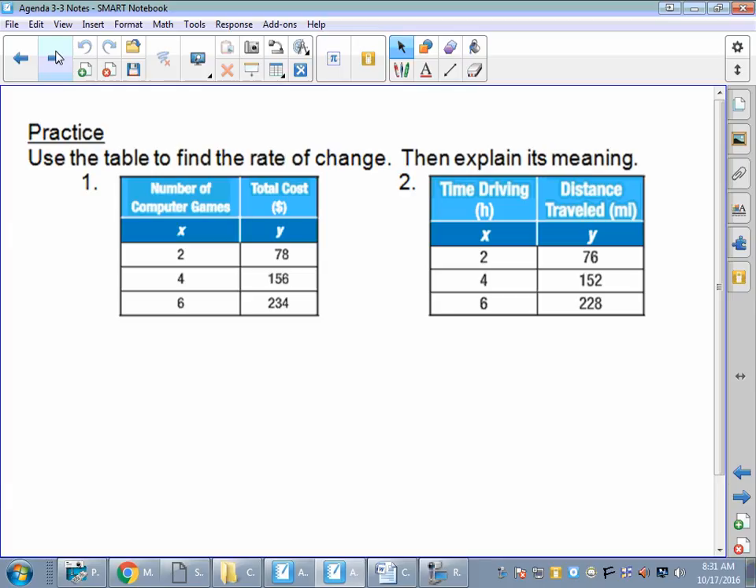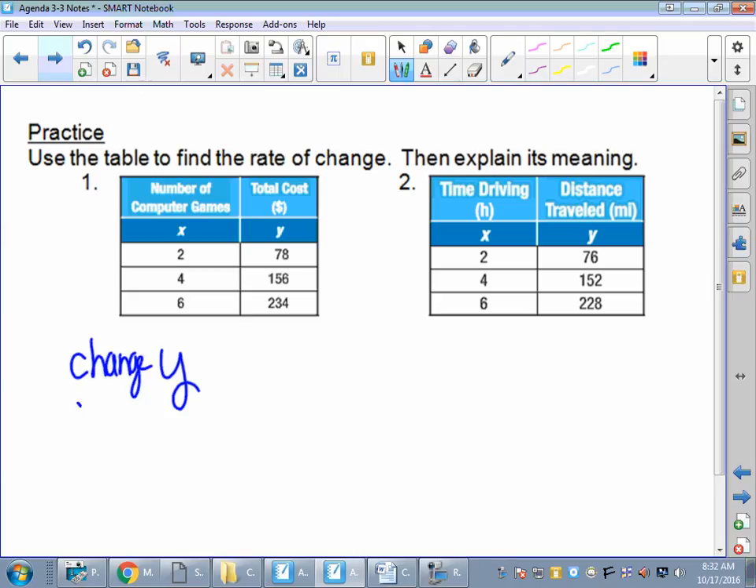So let's look at these two. Remember, I always try to do practice problems that are like the problems I'm going to ask you to do. Use the table to find the rate of change, then explain its meaning. So we said it was the change in y over the change in x. And that was what our rate of change equals. So I'm going to start with the x's because it's on the left. How are the x's changing? What's our pattern? It's going up 2 every time, right?